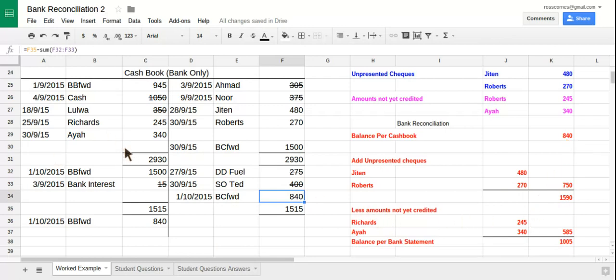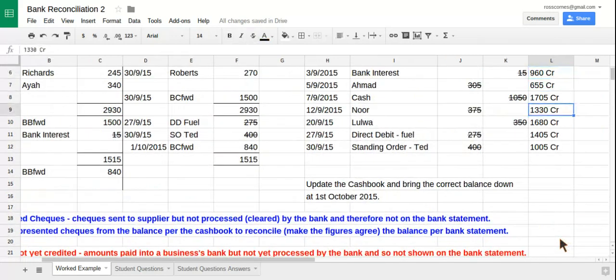Similarly, you've got the amounts less the amount not yet credited. So we're going to take this 345 and 340 away. And the reason why we're going to do that is it's money that's gone into our cash book. So we think we've got the money, but the bank don't think we've got it yet. So our figure is going to be too high by that $585. And when we do the two adjustments together, that shows that the balance as per the bank statement should be $1,005. Well, if you just look very quickly up here, hopefully, the balances are the same.